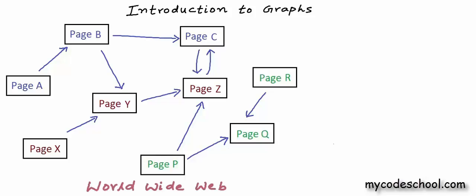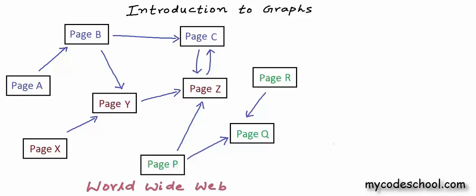The edges in this graph are directed because the relationship is not mutual this time. If page A has a link to page B, then it's not necessary that page B will also have a link to page A. Let's say one of the pages on mycodeschool.com has a tutorial on graph, and on this page I have put a link to Wikipedia article on graph.